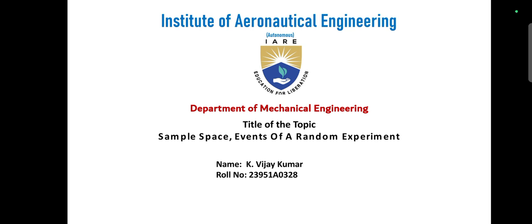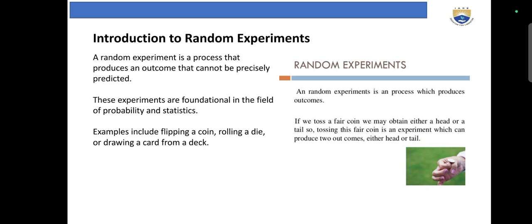Today I am explaining about sample space and events of a random experiment. Introduction to random experiments. A random experiment is a process that produces an outcome that cannot be precisely predicted. These experiments are foundational in the field of probability and statistics. Examples include flipping a coin, rolling a die, or drawing a card from a deck.